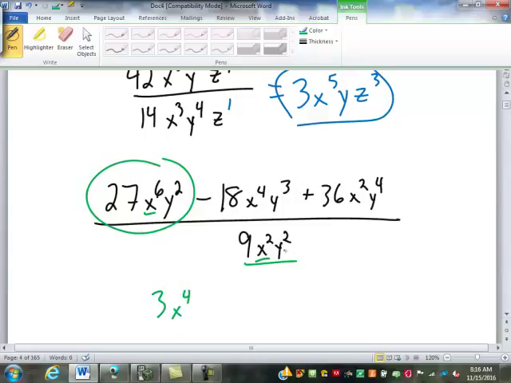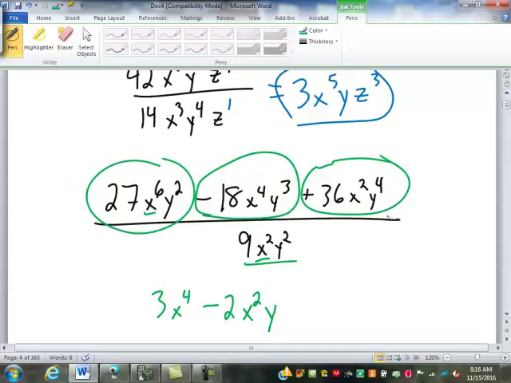Y squared divided by y squared cancels out. It's nothing. So now I have negative 18 x to the 4th y to the 3rd. Negative 18 divided by 9 is negative 2. X to the 4th divided by x squared. 4 minus 2 is 2, so it's x squared. Y to the 3rd divided by y squared is just y. 3 minus 2 is 1, so y to the 1 or just y. Positive 36 x squared y to the 4th. 36 divided by 9 is positive 4. X squared divided by x squared cancels out. Y to the 4th divided by y squared is y squared. And that is it.